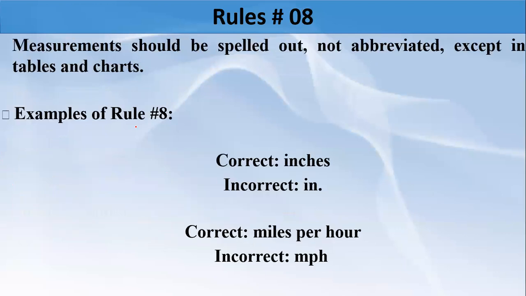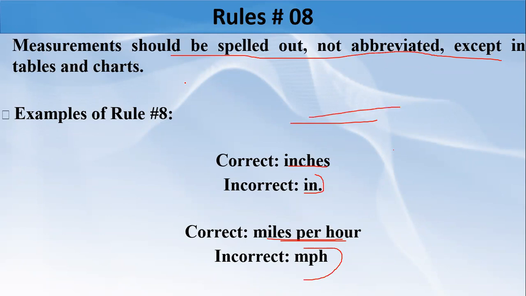Then we have got rule number 8: measurements should be spelled out, not abbreviated, except in tables and charts. Measurements, like if you want to write 10 miles per hour. If you are writing an essay, for example on a balanced diet, or on the advantages of physical exercise, or on road safety, you must write miles per hour instead of MPH, which is the abbreviated form. This is incorrect. Similarly, inches: if you write IN and a dot, it is incorrect, because in writing you need to write the full form for measurements.